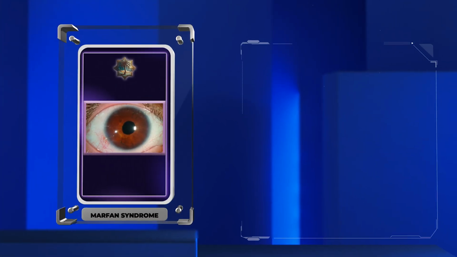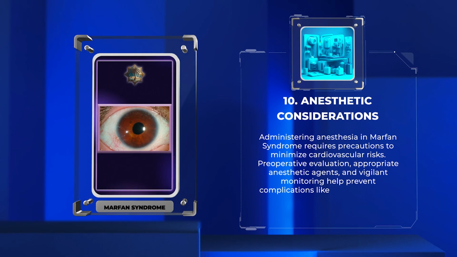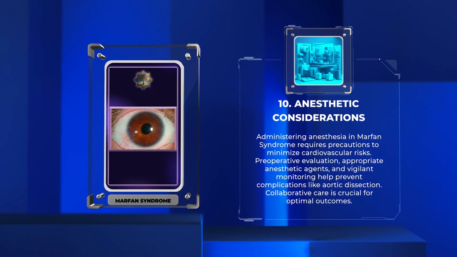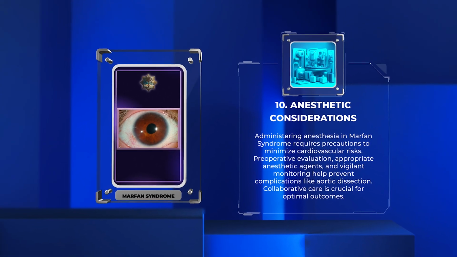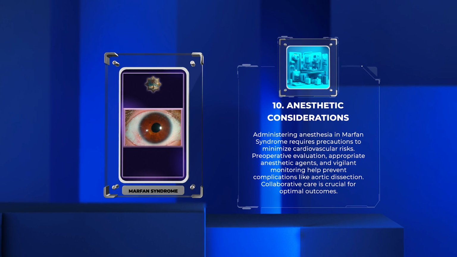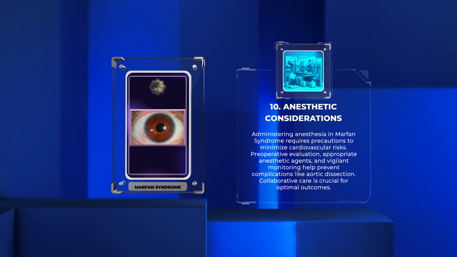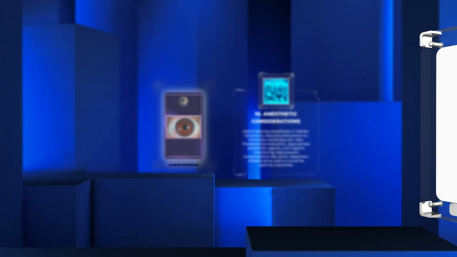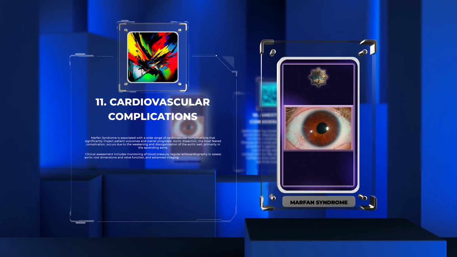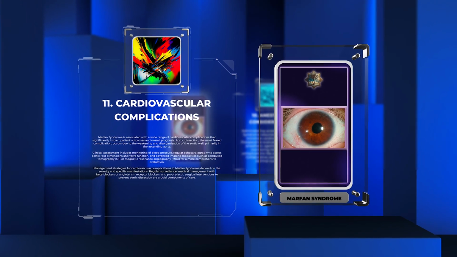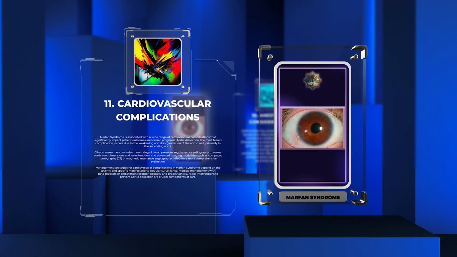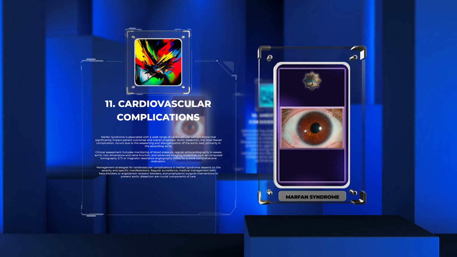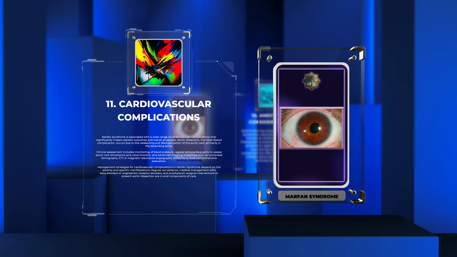Administering anesthesia in Marfan syndrome requires precautions to minimize cardiovascular risks. Preoperative evaluation, appropriate anesthetic agents, and vigilant monitoring help prevent complications like aortic dissection. Collaborative care is crucial for optimal outcomes. Marfan syndrome is associated with a wide range of cardiovascular complications that significantly impact patient outcomes and overall prognosis. Aortic dissection, the most feared complication, occurs due to the weakening and disorganization of the aortic wall, primarily in the ascending aorta.